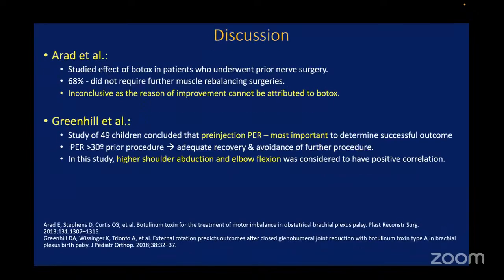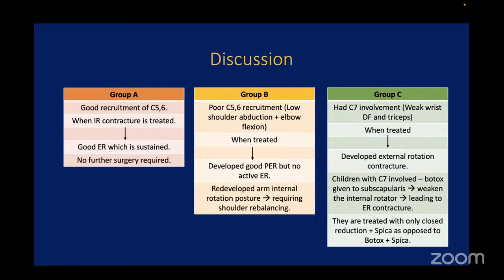Arid et al. studied the effect of Botox in patients who underwent prior nerve surgeries, and 68% did not require further muscle rebalancing surgeries. It was inconclusive, as the improvement can't be attributed to either nerve surgery or Botox. Greenhill et al. studied 49 children and concluded that pre-injection passive external rotation was the most important determining factor. They said that passive external rotation of more than 30 degrees prior to the procedure led to adequate recovery and avoidance of further procedures. But in our study, we say that higher shoulder abduction and elbow flexion have a positive correlation.